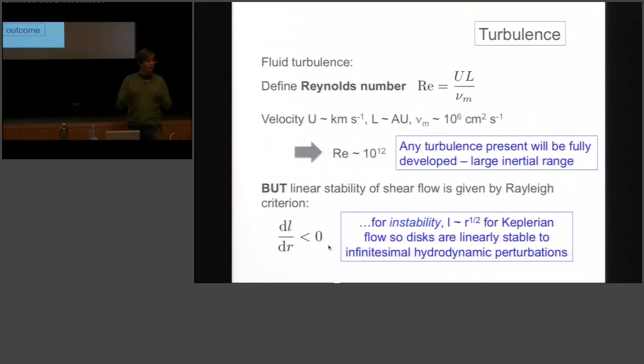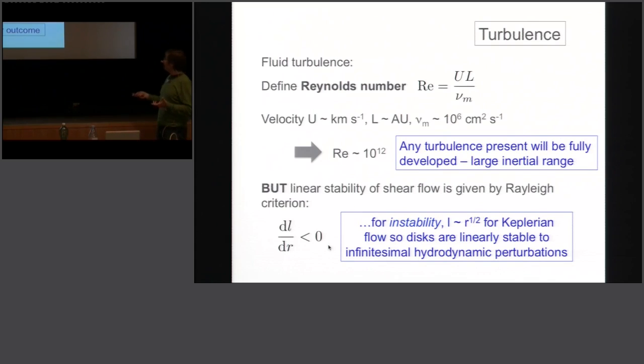Okay, so linear hydrodynamic instability does not work. Are there any other instabilities that do work? It turns out there's a number of instabilities that could be operating in disks to generate turbulence. So let me first give a little semi-mathematical description of what we're really talking about when we're thinking about these linear instabilities.